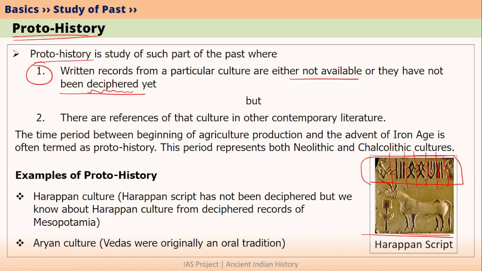So we said that for any past to be called proto history, it has to satisfy two conditions. What is the first condition? The first condition is that written records from that past should either be not available, like in the case of Stone Age, or may be available but have not been deciphered yet, as in the case of Harappa. The second condition that also should be satisfied is there should be references of that past or of that culture in other contemporary literature. What do we mean by the word contemporary? It is very simple. Belonging to same time period.